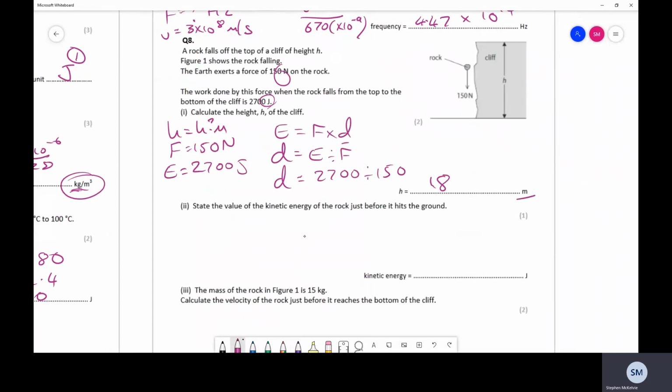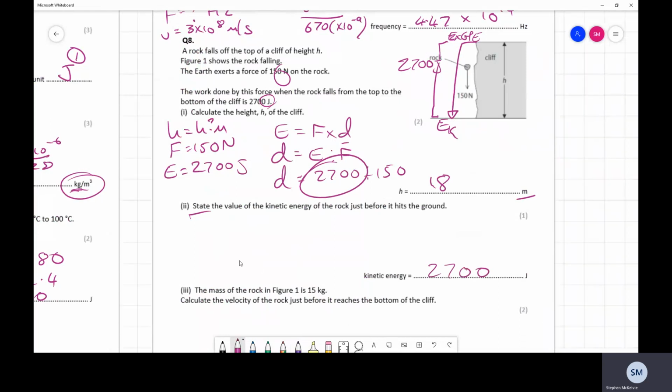State the value of the kinetic energy of the rock just before it hits the ground. Now, this is a state, not a calculate, so we don't have to do any calculations. But if my rock has done 2,700 joules of work from the top of the cliff to the bottom of the cliff, that means that it would have had 2,700 joules of gravitational potential energy at the top, meaning it will have the exact same amount of kinetic energy at the bottom. So all I have to do is figure out the amount of work that was done, the kinetic energy, work done, the same thing, 2,700.